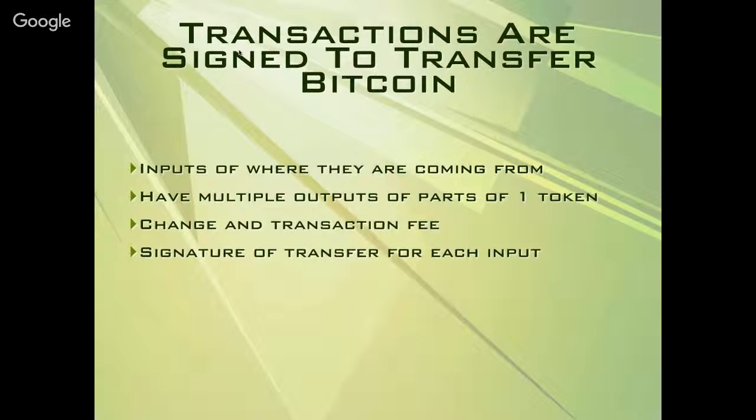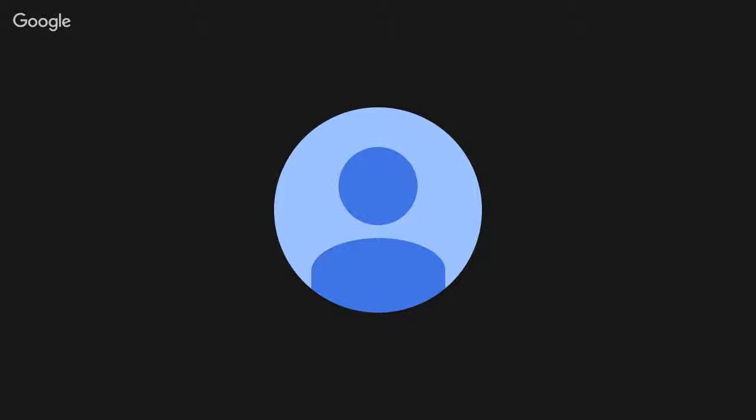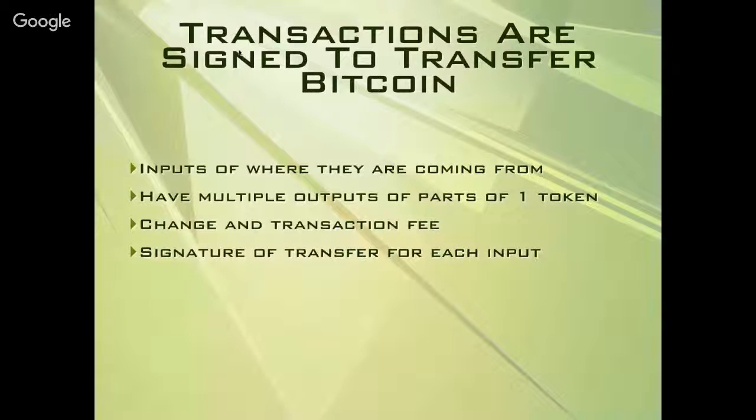But there could be fewer outputs than there are inputs. So I could just send 0.3 to Morpheus and do nothing else with the one Bitcoin input. I'll talk about that in a minute. But anyway, the difference between the sum of the outputs and the sum of the inputs is the transaction fee for doing that transaction. And you can include change outputs as part of the transaction.